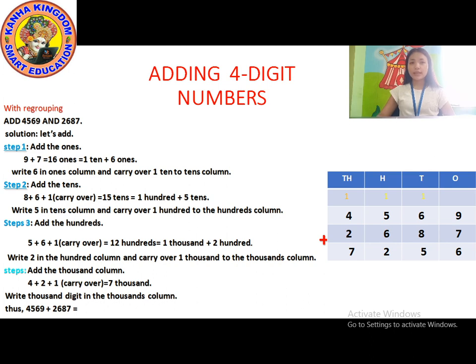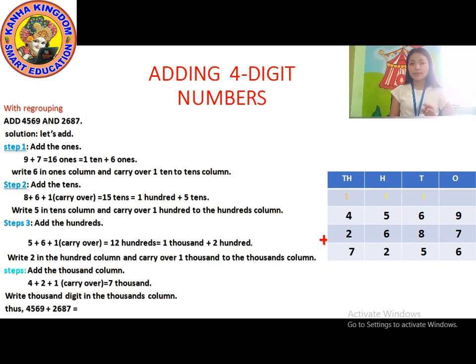So we will take 9 from 4569 and 7 from 2687, because these two digits are present in the ones place in both numbers. So the first step is, let's add the ones. We already take the digits which are present in the ones place, right?